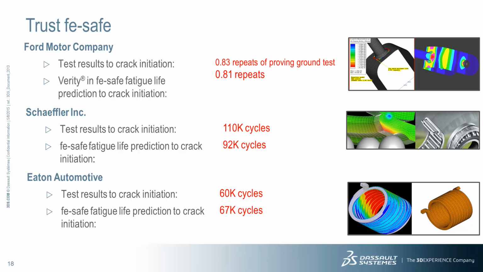The third example is from Eaton Automotive. It shows an analysis of a single spring isolator in Eaton's twin vortices supercharger. When the spring is in operation, there's a very complex multiaxial stress state in the coil, and there are high residual stresses because of the forming process. This is also a case where the cracks don't start from the point of maximum stress, and FE-Safe predicted an astonishingly close fatigue life to the test results.